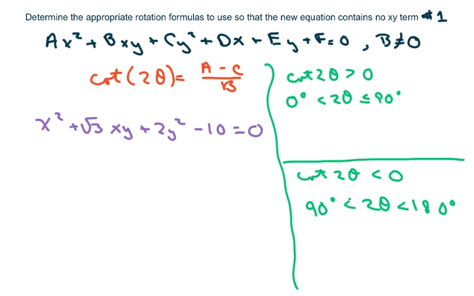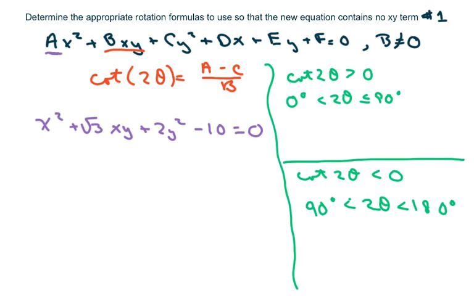Hi everyone, we're going to determine the appropriate rotation formulas to use so that the new equation contains no xy terms. These are for conics, and you should have already done conics, but now we're dealing with where B doesn't equal 0. What we're going to use is our double angle formula for cotangent, and our formula for that is going to be (A minus C) over B.